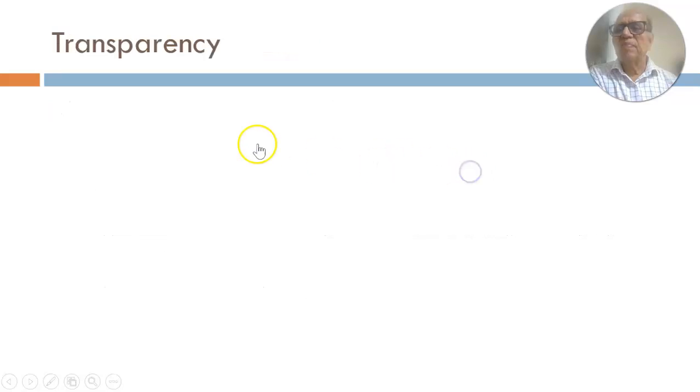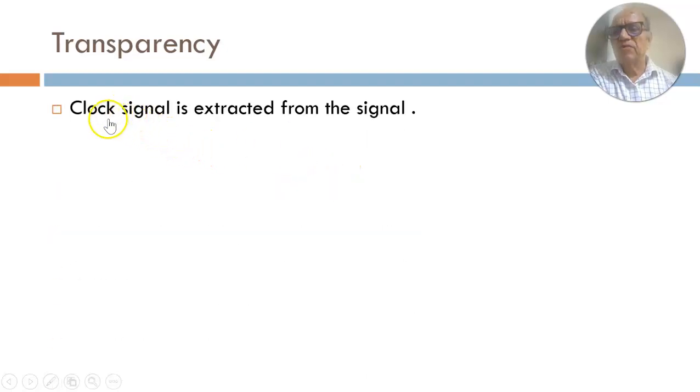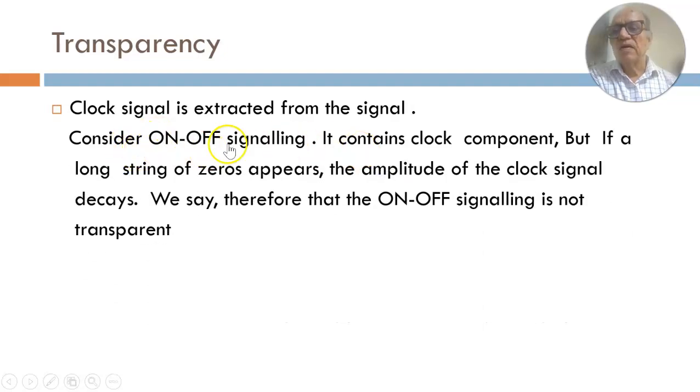Now one more parameter that we wanted to study was transparency. We have already said something about it. Let me give you an example of this. First of all, note that in certain signals, the clock signal can be extracted from the signal. For example, in the on-off signaling method, you can extract the clock. So consider on-off signaling, it contains a clock component. But if a long string of zeros appears, then the amplitude of the clock signal decays. So we say therefore that on-off signaling is not transparent. So this is one more parameter.